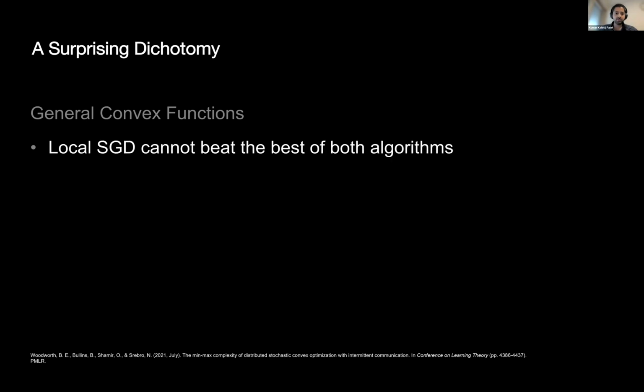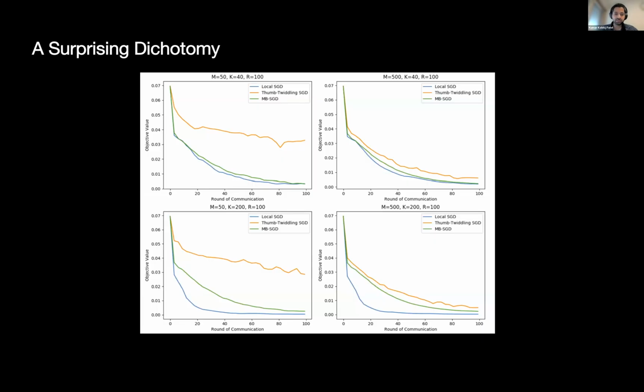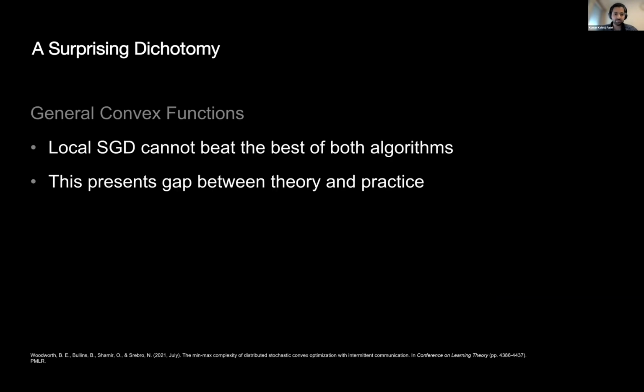And as I said, local SGD cannot beat the best of both algorithms, and this presents a gap between theory and practice. And this is a simple experiment which shows that local SGD is often better than mini batch SGD. Actually, in all these experiments, local SGD is always better than mini batch SGD and single machine SGD. Single machine SGD is not plotted here, but it's always better than single machine SGD as well. So clearly something is missing in how we are modeling the problem.